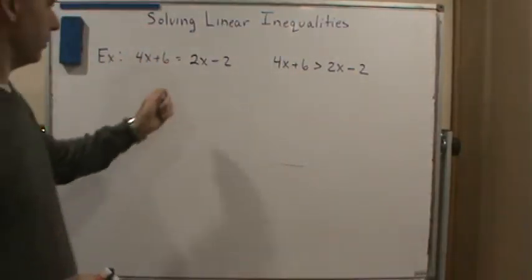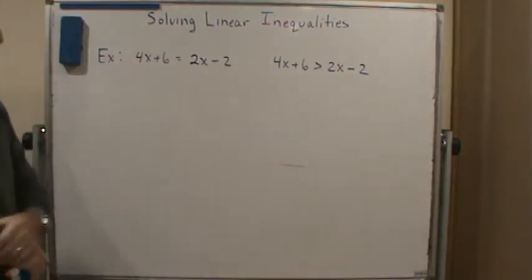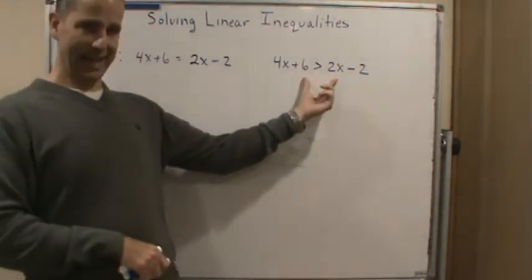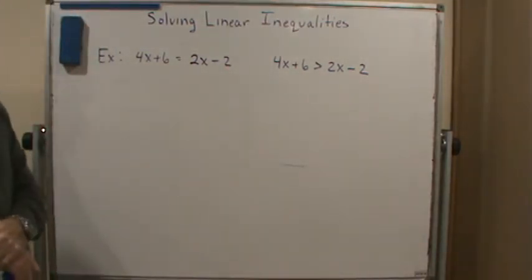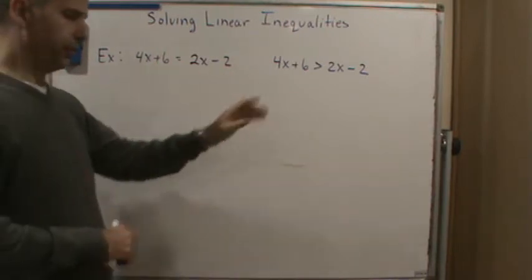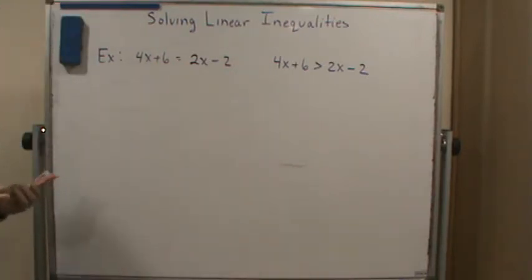I've got two linear expressions set up. One is an equation. I've got the exact same thing set up, but instead of using an equal sign, I'm using an inequality. So I'm going to solve both of these and show you the difference in how we would show the solution.